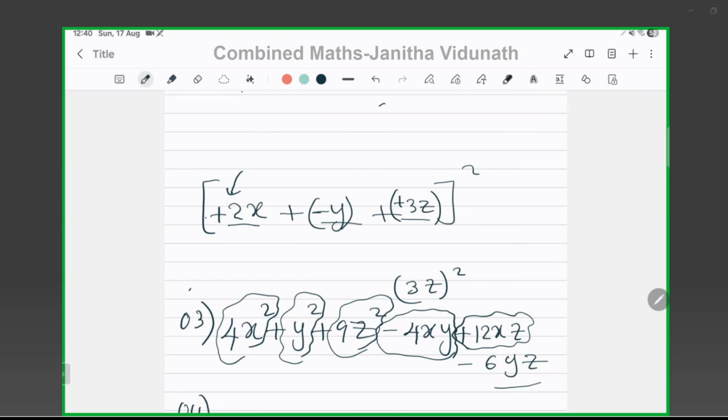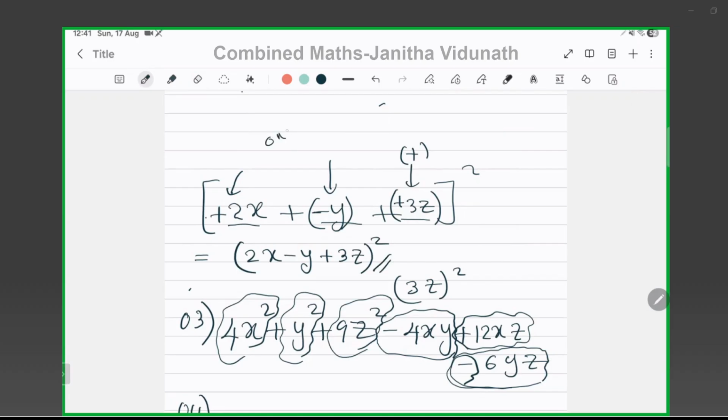If we further look at our third term, we can observe that y times z is a negative value. Since y is negative, z should be a positive value to make y times z negative. Then the final answer is 2x minus y plus 3z whole square. Okay. I will give another 1 minute to write down this answer.